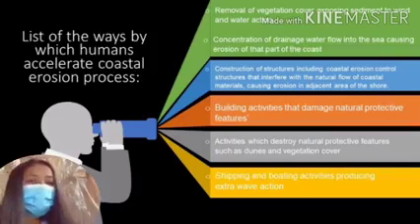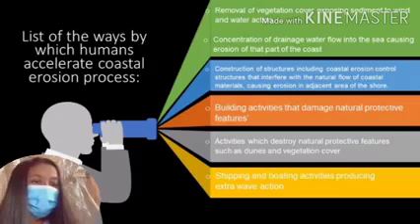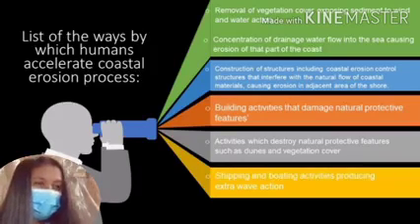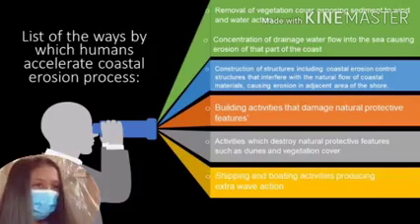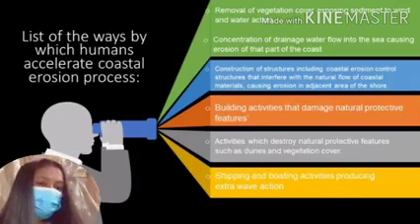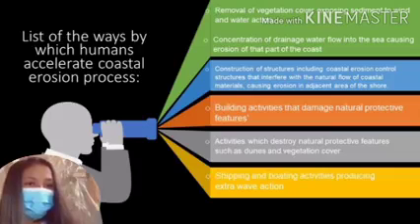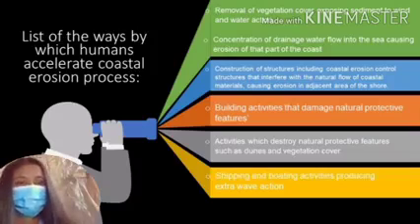Number 4 is building activities that damage natural protective features. Number 5, activities which destroy natural protective features such as dunes and vegetation cover. And the last one is number 6, which is shipping or boating activities producing extra wave action.